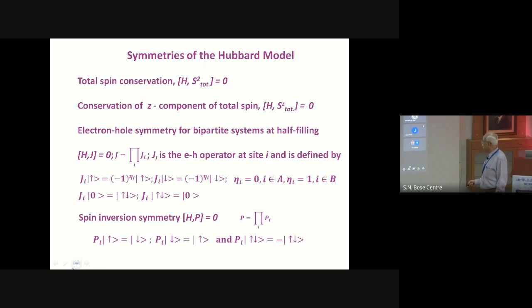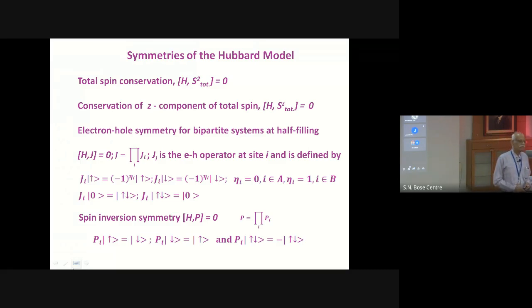And also you have spin inversion symmetry, which is a poor man's way of taking into account spin conservation. So what happens is when Ms is equal to 0, if you flip the spins up to down and down to up, then the Hamiltonian remains invariant. Okay, so this is called the spin inversion symmetry.